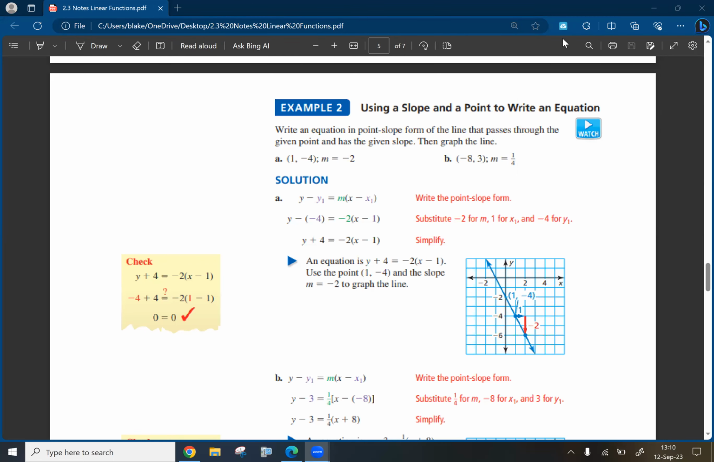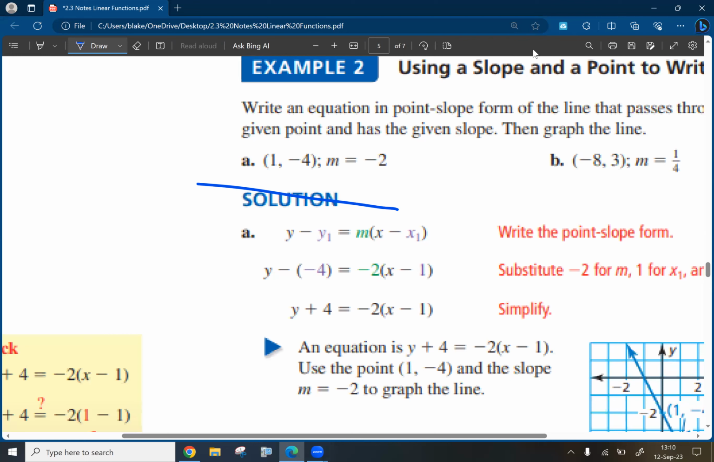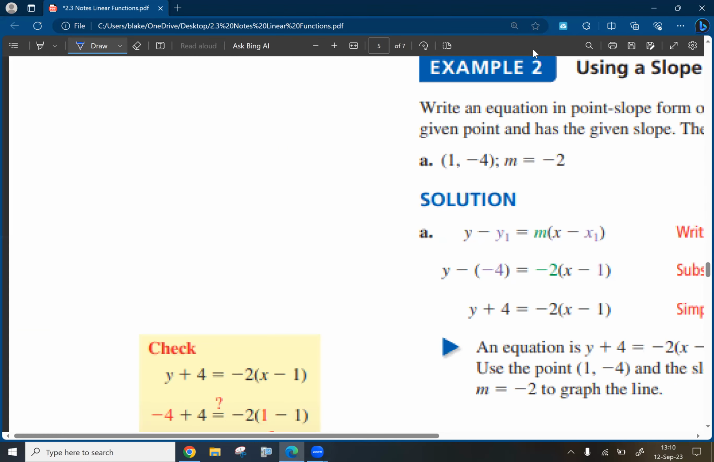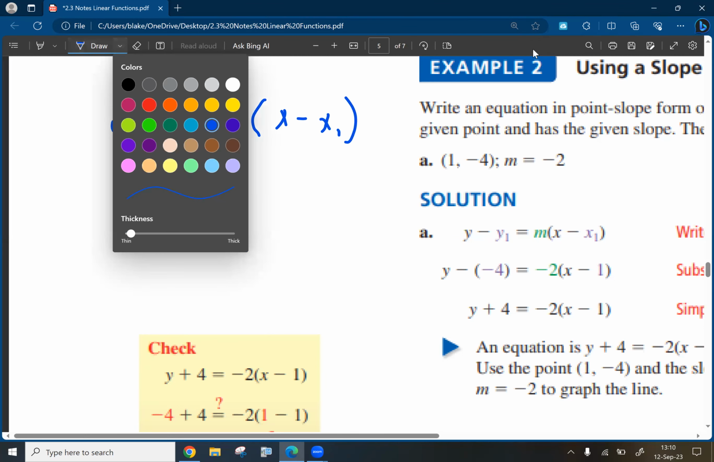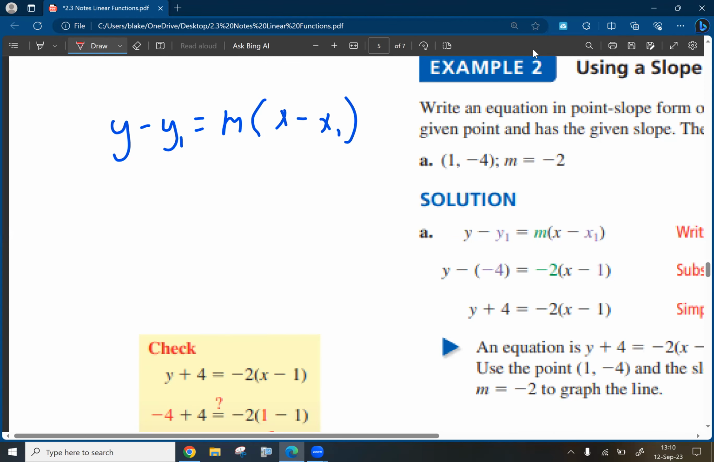All right, so carrying on from where we left off on the previous video, now we are going to use slope and a point to write an equation. So we introduced slope-intercept form yesterday, but also point-slope form. Point-slope form is again y minus y1 equals m times (x minus x1). So the values that we'll be putting in, we are going to be putting in a number for y1 and x1.